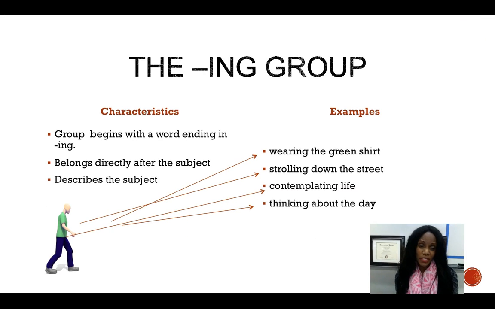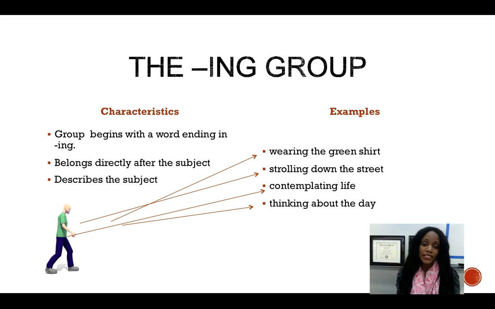Now, my favorite way of expanding my subject is using the ING group. And remember, I promised to drop all the grammatical jargon in this unit. We just want to talk about how to make your sentences stronger. So bear with me because this might be a little bit complex at first, but when you get the hang of it, you're going to find it very interesting.